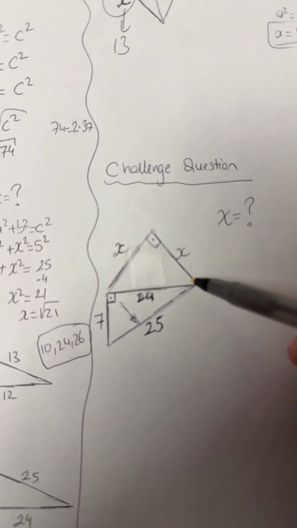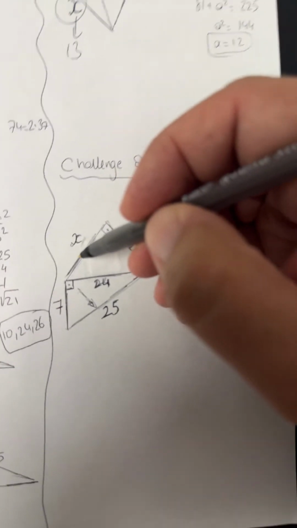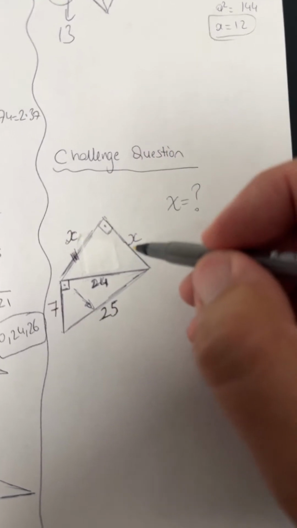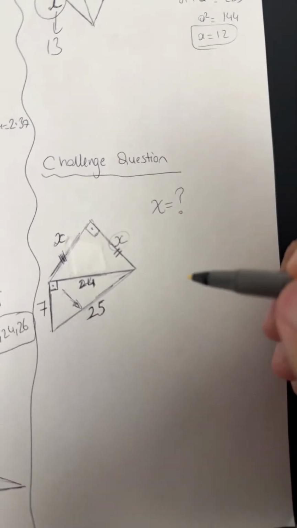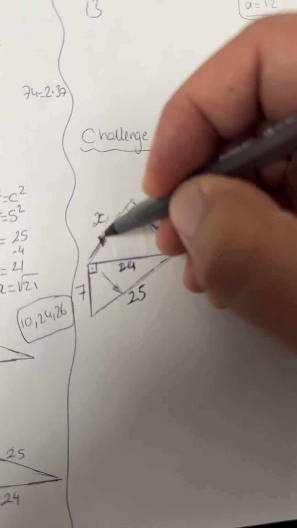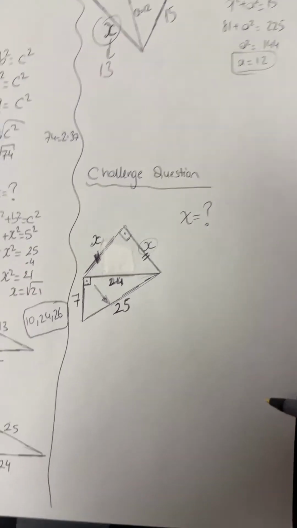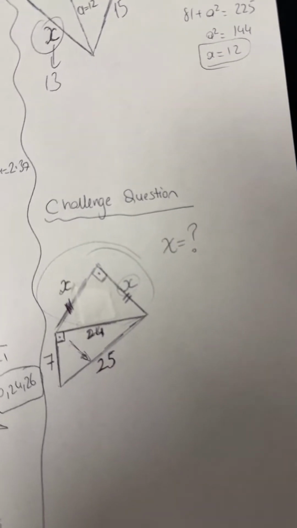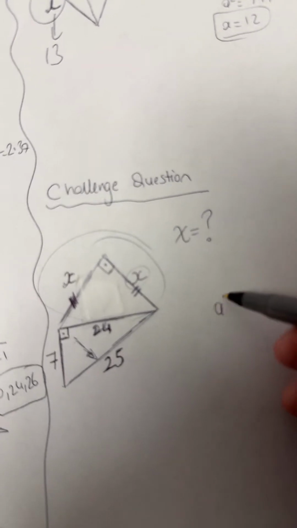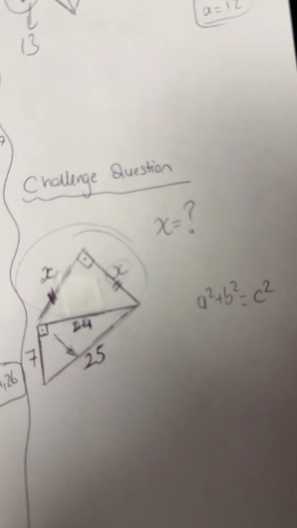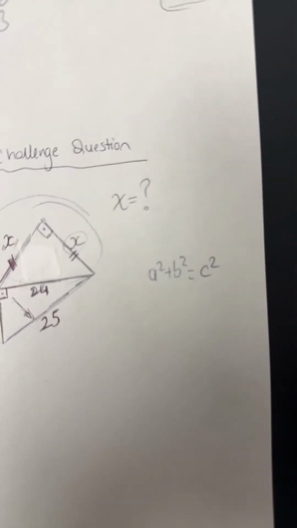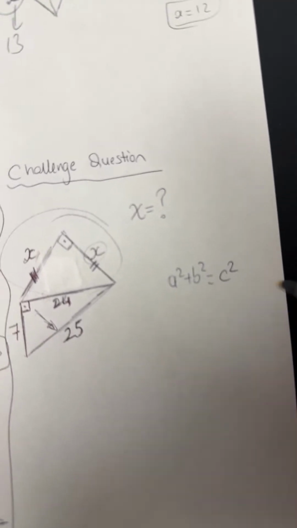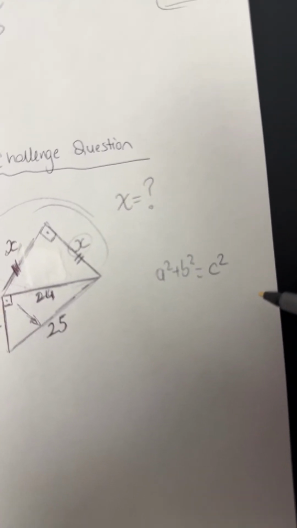Okay, so now we have x, x, and 24. Actually, the original question was like this. It's just x, and these two are isosceles. We didn't have x here, but since it's an isosceles triangle, the other has to be x as well. So how do I find x here? In this right triangle, a squared plus b squared is equal to c squared. It's the first thing we have to write. When you see a right triangle with a missing side, you write this. And then you identify a, b, and c.